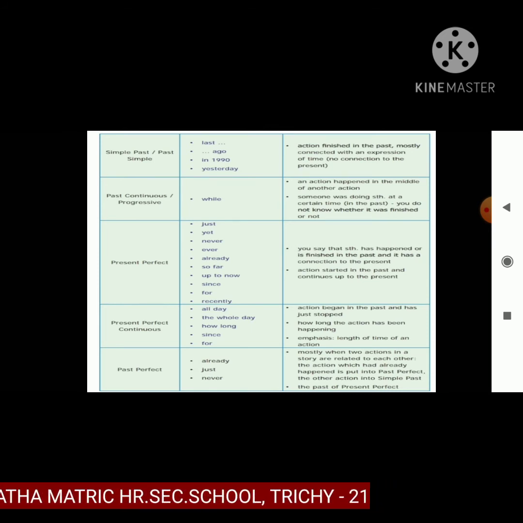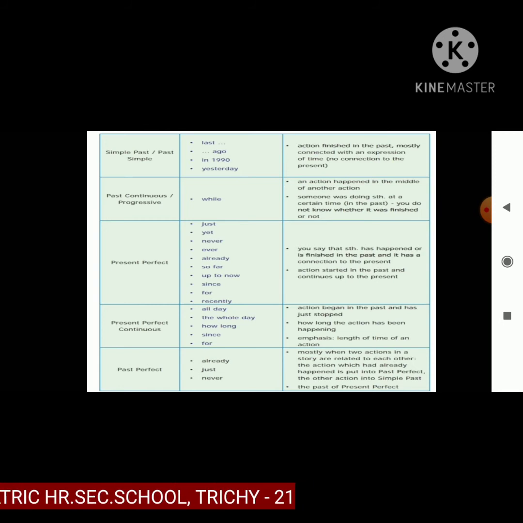Next, present perfect continuous: all day, the whole day, how long, since, for. The action began in the past and has just stopped. It shows how long the action has been happening, emphasizing the length of time of an action.